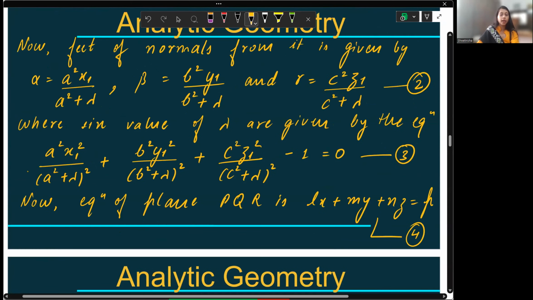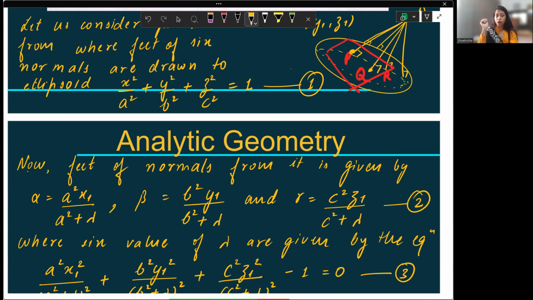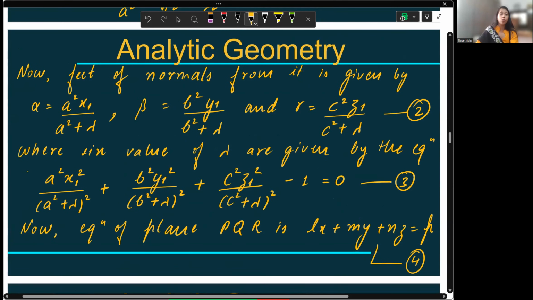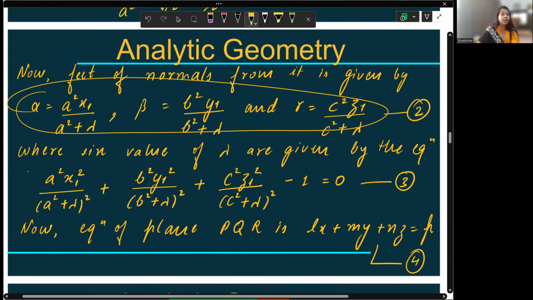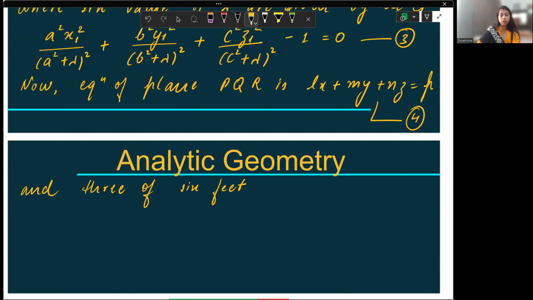Right? That's the case. That means whatever is the coordinate of P, whatever is the coordinate of Q, whatever is the coordinate of R, all these 3 coordinates will satisfy x, y, z in this equation. What are the coordinates of PQR? See, these are the coordinates. Of course, it depends upon different values of lambda. But these are the points, so these points will satisfy my equation. And 3 of the 6 feet of normal lie on it.